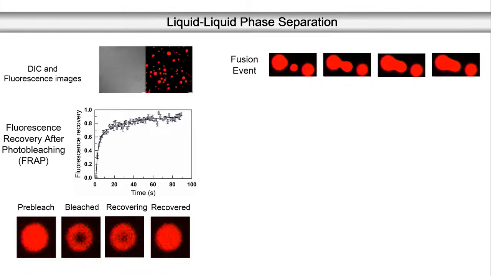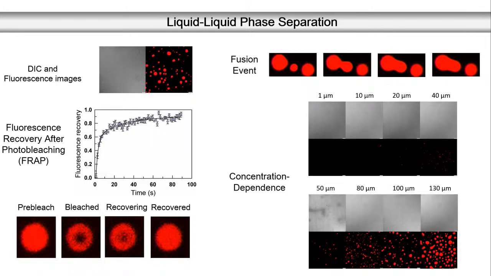You can see this droplet that is coming towards this larger droplet, and it fuses, and then it fuses even more so. And there is also a nice concentration dependence that we see here. At low concentrations of the protein, about 1 micromolar, you see no condensate formation, but as you increase the concentration you start seeing these droplets.